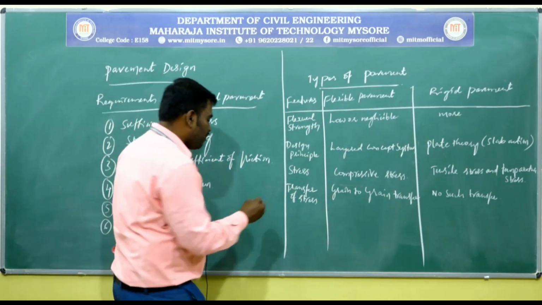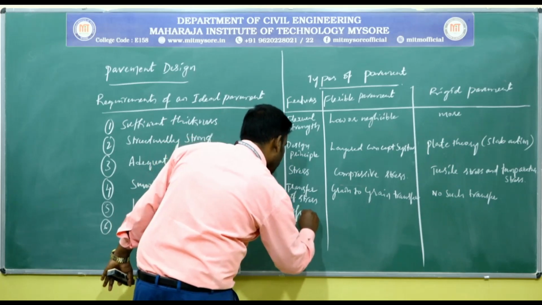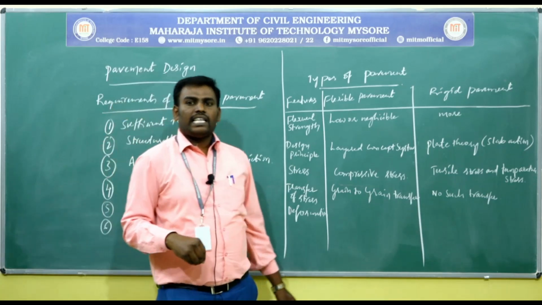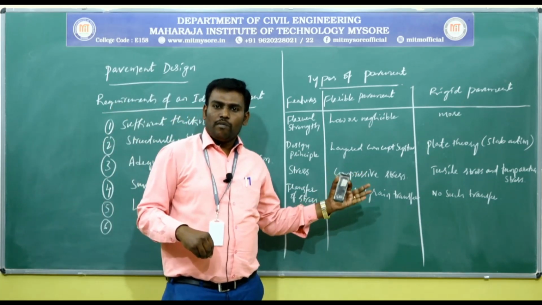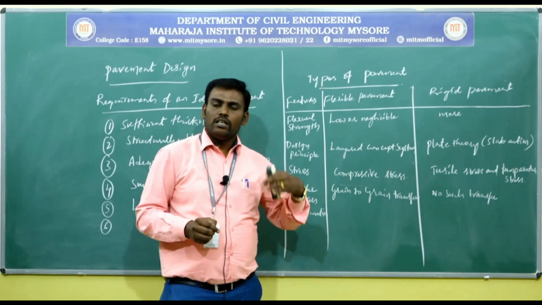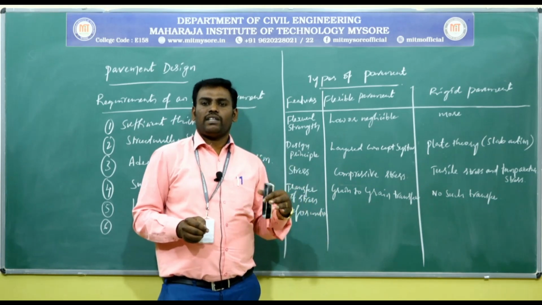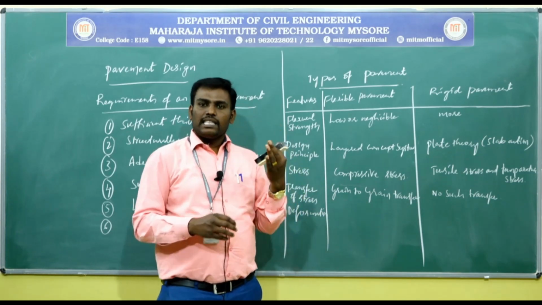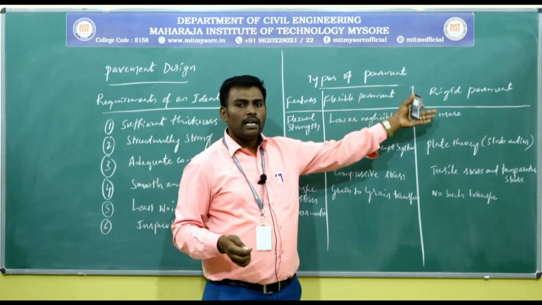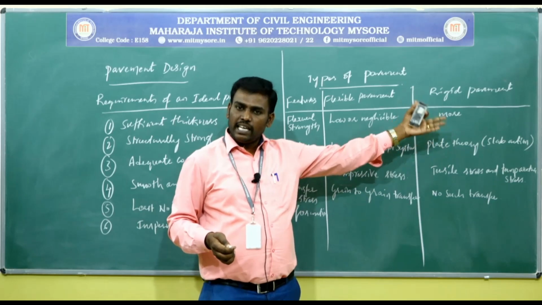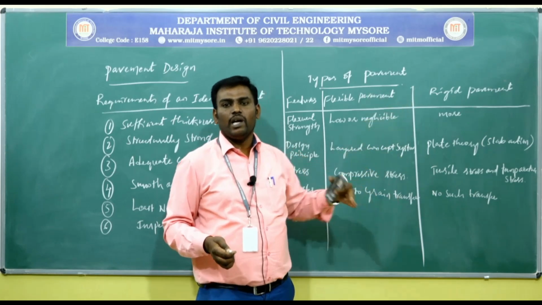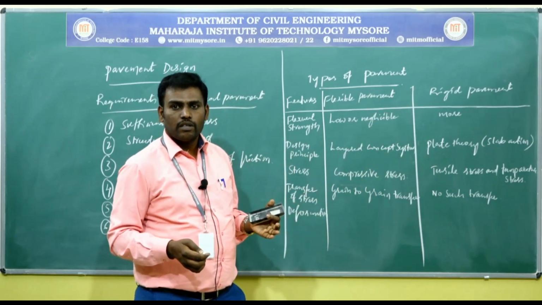Okay, the next is deformation. The deformation of the layers above will be reflected on the layers below. Means for the flexible pavement, if the deformation occurs in the above layers, the same will be reflected in the below layers. Whereas in the rigid pavement, if there is any deformation, then the deformation does not reflect in the lower layers. Is it clear?